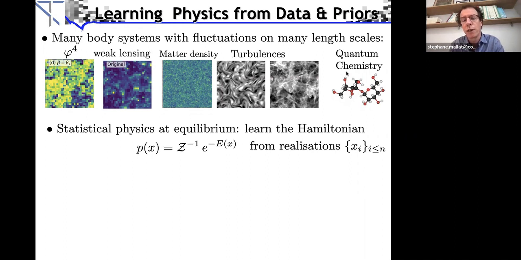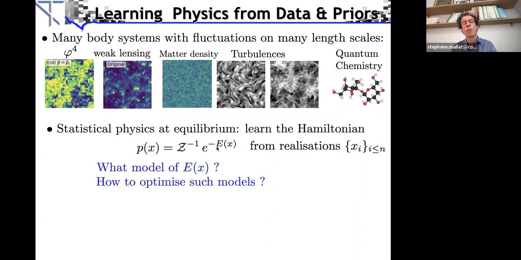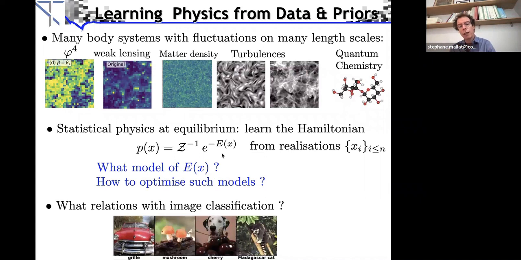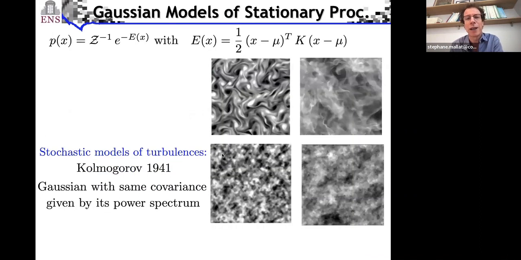I'll be looking at problems from the statistical physics angle, problems at equilibrium. And here the issue is to try to learn the Hamiltonian, in other words, the energy that defines the probability distribution of the states. In this machine learning framework, what we have are realizations, so examples of states, out of which we'd like to estimate this energy. So basically, the questions that immediately arise are modeling questions. What's the family of energies which are reasonable to capture the physics we're interested in? And as always in that type of problem, there is the optimization problem that comes in to optimize the parameters that are there. One thing that I'll be showing are relations with image classification, which looks extremely different, but nowadays we know neural nets are behind both, so there should be something similar behind it.